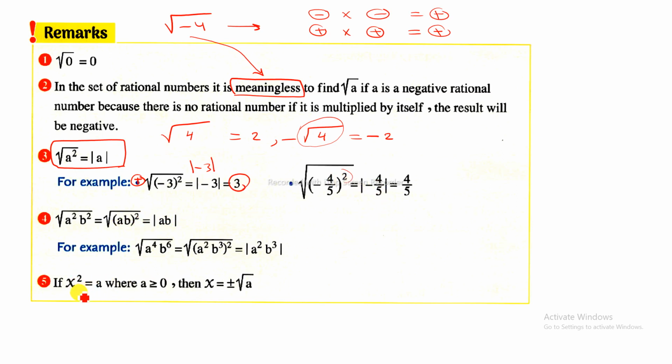Here, if x power 2 is equal to a, it means you have 2 values for x. What will they be? One positive and one negative. So x is equal to positive or negative square root of a, by taking the square root of both sides. Here x power 2, we take the square root, so the square root of x power 2 gives x equal to positive or negative square root of the number a.